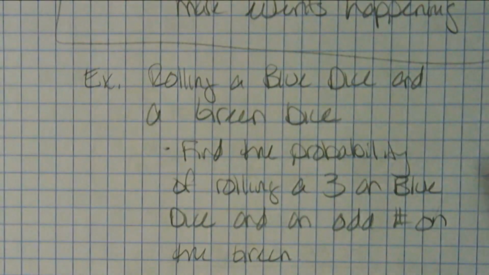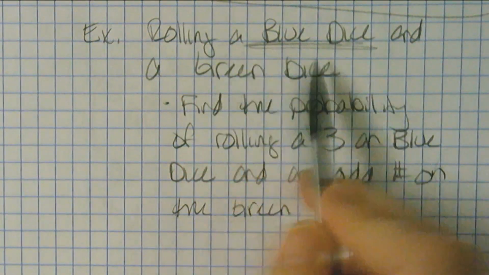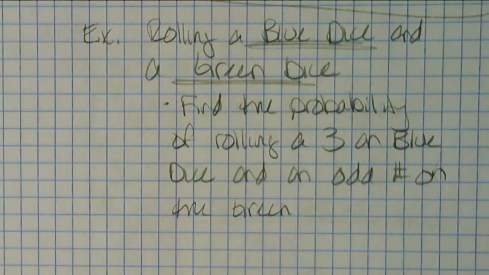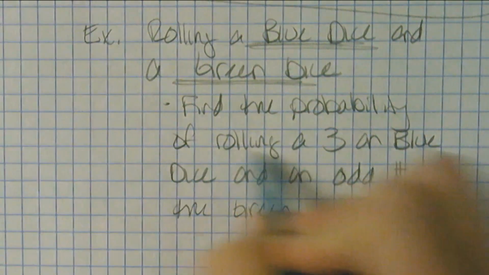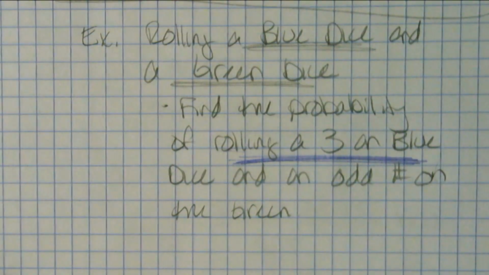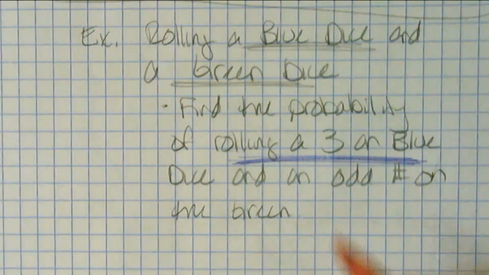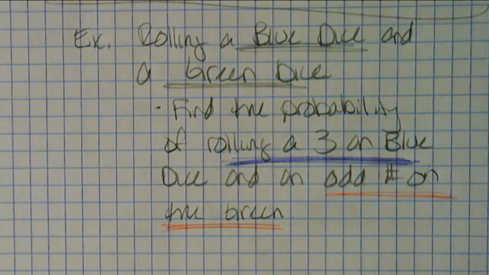This is one possible example of a compound probability. We have two dice, a green one and a blue one, and we want to know the probability of finding two different things. We have the probability of rolling a blue 3, and we have the probability of rolling an odd green. So there are two different events we're looking to find the probability of.